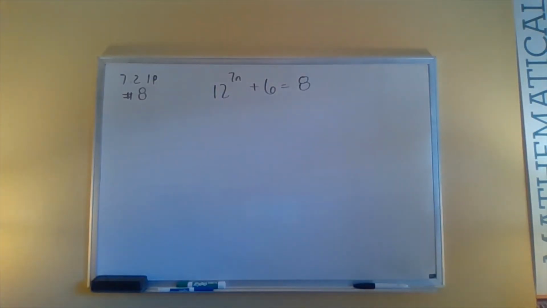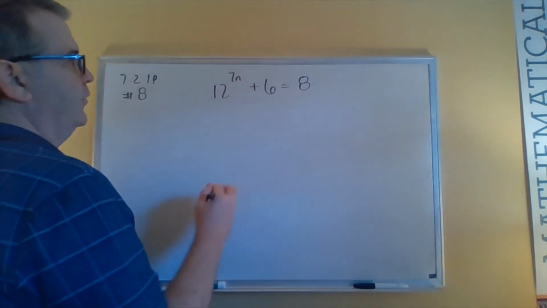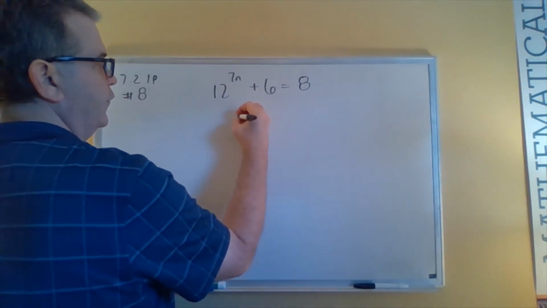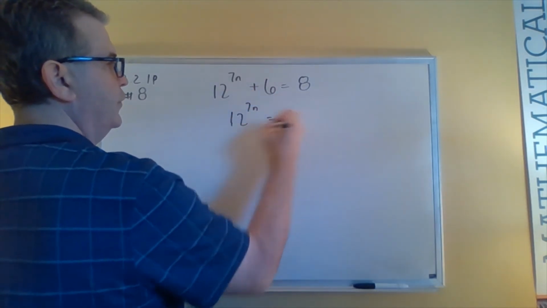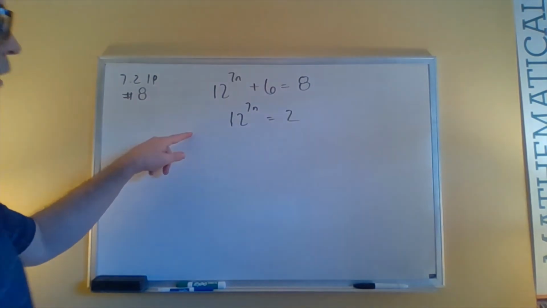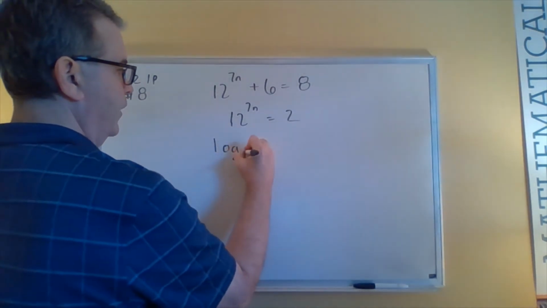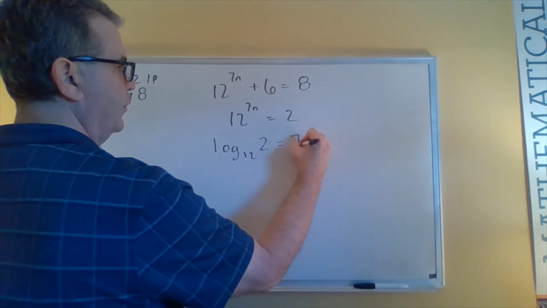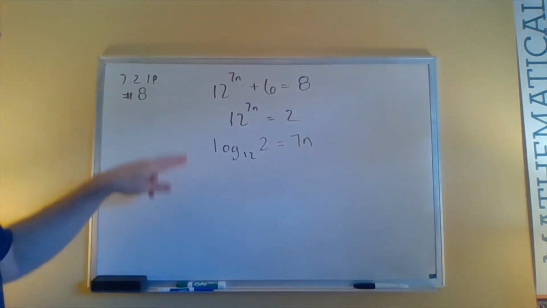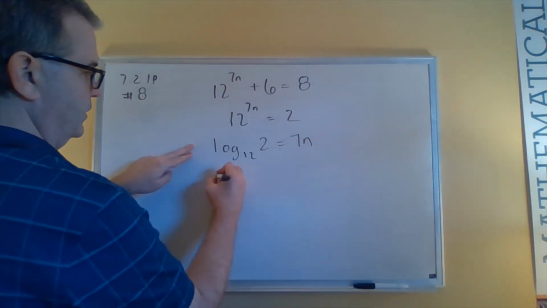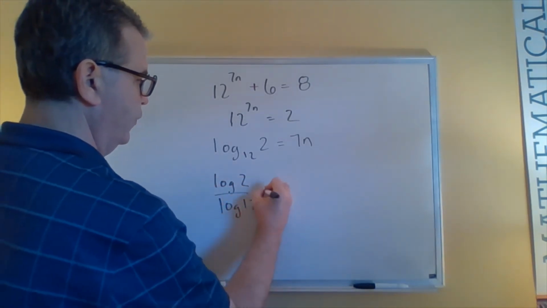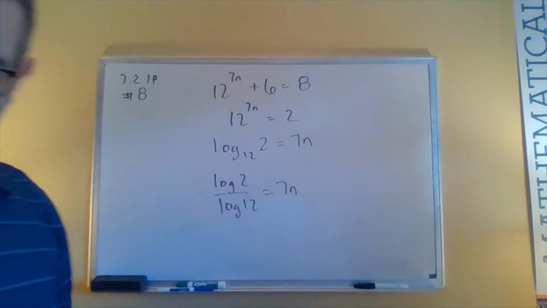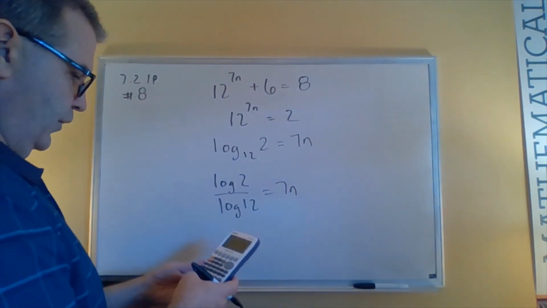For number 8, we have 12 raised to the 7n plus 6 equals 8. We need to isolate our exponential expression there, so I'm going to subtract 6 from each side. I'll get 12 to the 7n equals 2. Next, I need to rewrite this in logarithmic form, so I'm going to get log base 12 of 2 equals 7n. Use my change of base on the left side. I'll get the log of 2 over the log of 12 equals 7n.